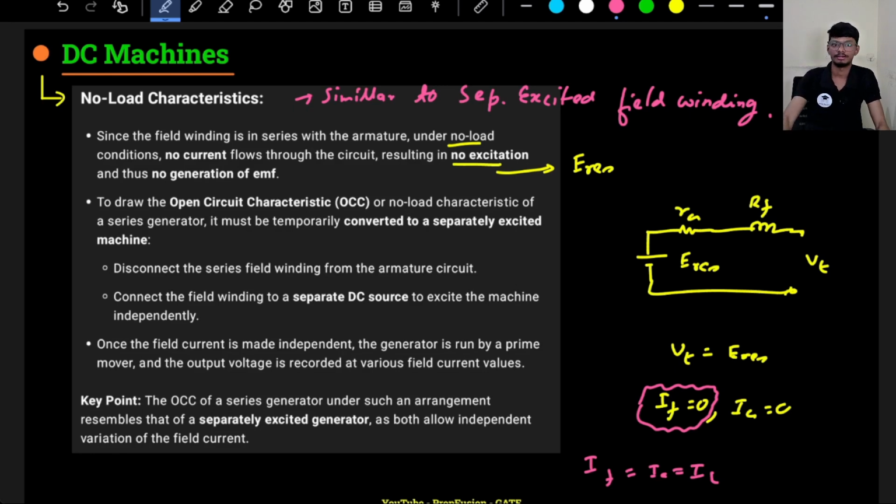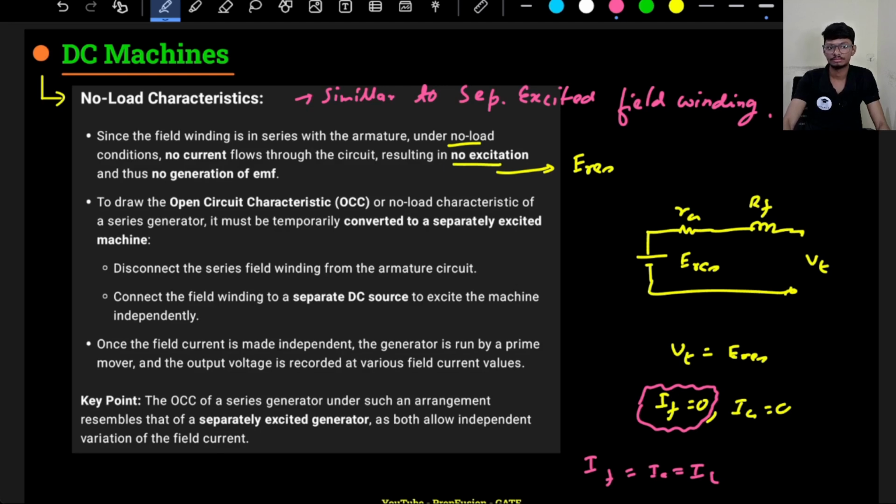Okay. So no load characteristics, if you really want to plot for the machine, what you have to do is simply open circuit the field terminals, and after open circuiting the field terminals, you directly use it as a separately excited machine.